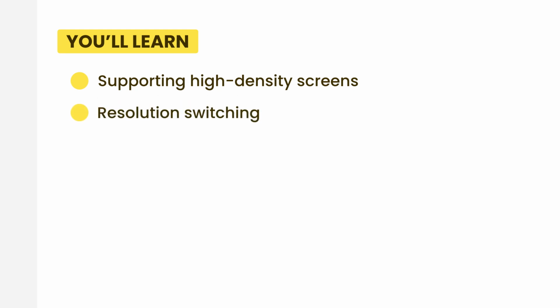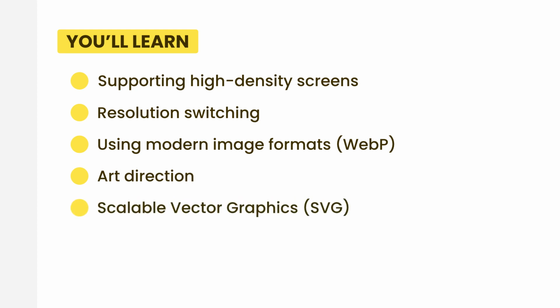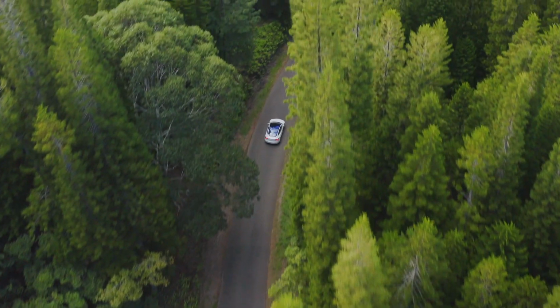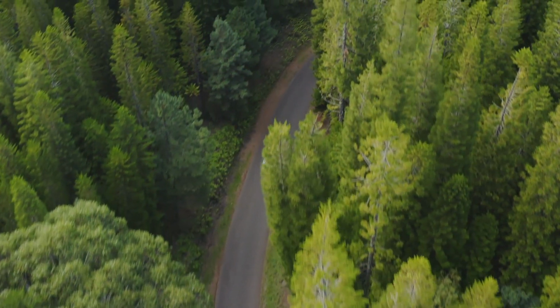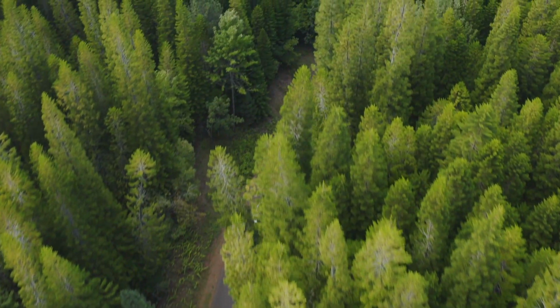We'll also talk about resolution switching, which involves showing a different image on mobiles, tablets, and desktop computers. You will also learn how to use modern image formats like WebP, which results in smaller files. Then we'll talk about art direction, which is a technique for showing a zoomed in or a cropped version of an image on certain screen sizes. And we'll finish this section by talking about scalable vector graphics and icon fonts for displaying icons. Just like always, make sure to watch every lesson because everything I've covered in this section is absolutely essential for every front-end developer. Now, let's jump in and get started.